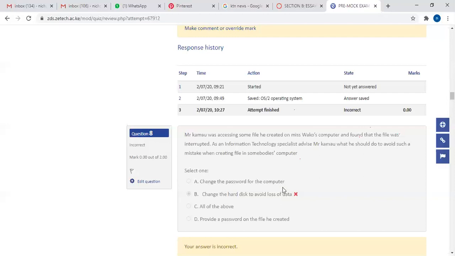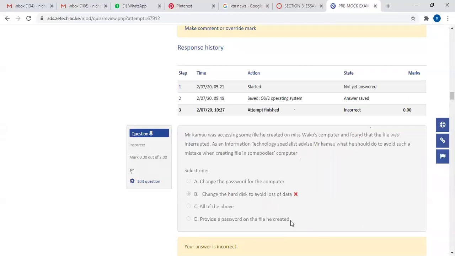Change the password for the computer. When you change the password of the computer, you are disadvantaging the owner, because now the owner will not see the password. So is this your computer or somebody's computer? It is somebody's computer, so that cannot be the right answer. Change the hard disk to avoid loss of data. When you change this hard disk, it means you have changed even your content, so you cannot even access your content. So it means you have done nothing. All of the above, we cannot have them as an answer, because this is not the correct answer and this is not the correct answer. So, provide a password on the file he created.